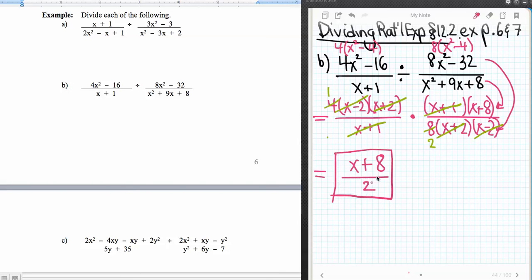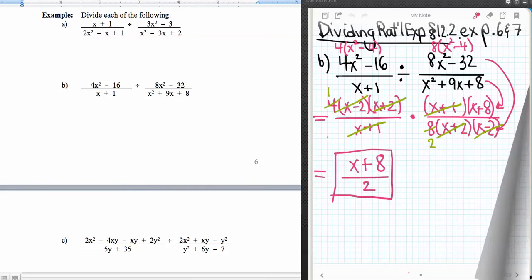Remember, don't try to cancel this 2 with this 8. This is not a factor, right? That's a sum. There's no canceling in addition. And whether you're in an intermediate algebra or a basic algebra text, that's what your answer would look like. Make sure you didn't cancel, though.